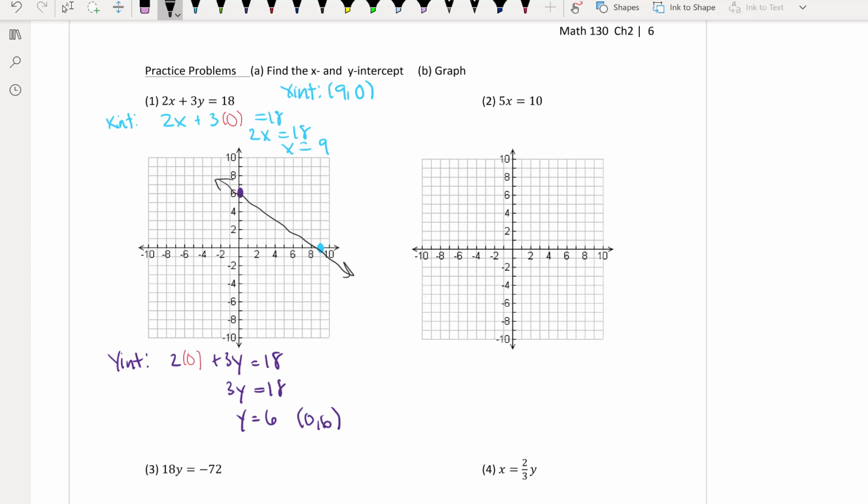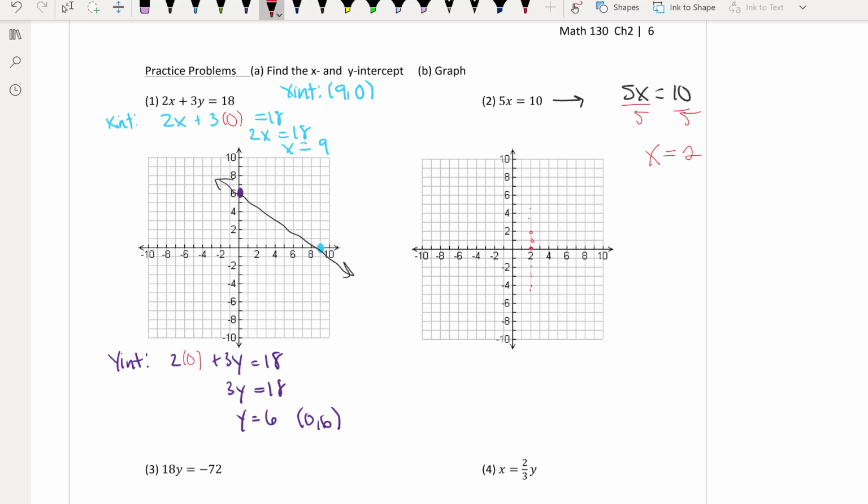So now for number 2, well, let's think about this a little bit. I have 5x is equal to 10. There is no y value. So I already think that's weird, but I'm going to keep going with it. So I'm going to divide by 5 on both sides so that x is equal to a positive 2. So this is just saying that the x value is stuck at 2.